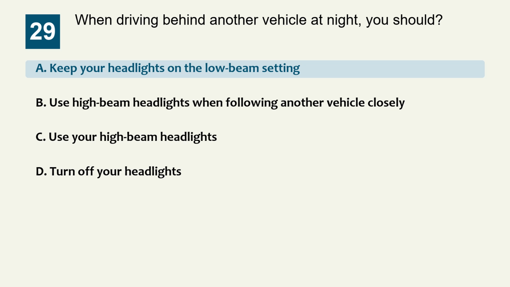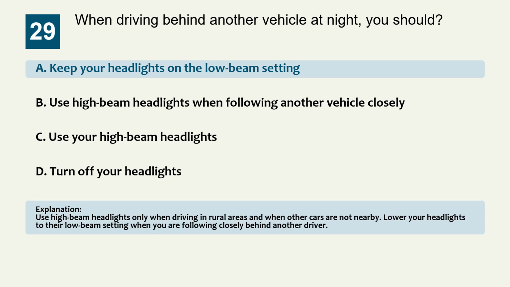The correct answer is option A. Keep your headlights on the low beam setting. Use high beam headlights only when driving in rural areas and when other cars are not nearby. Lower your headlights to their low beam setting when you are following closely behind another driver.